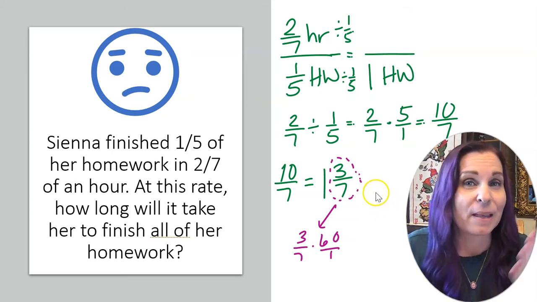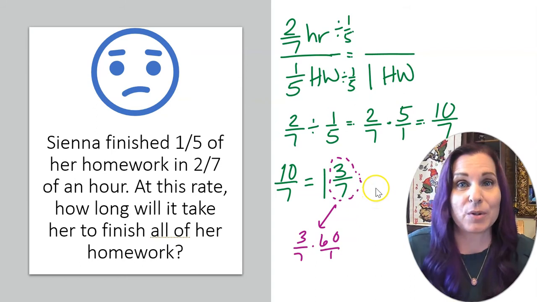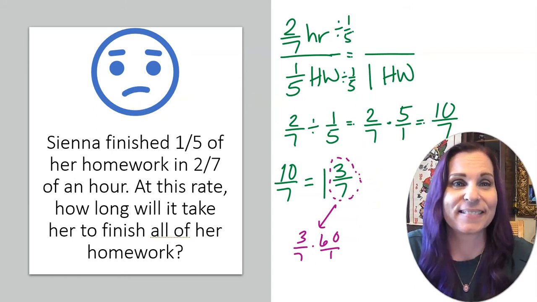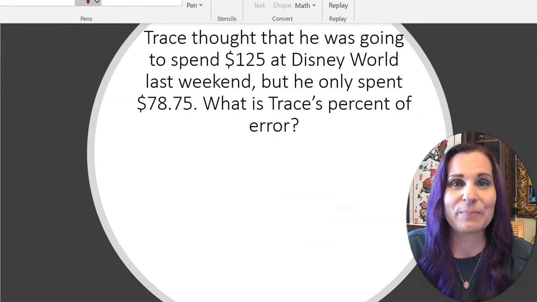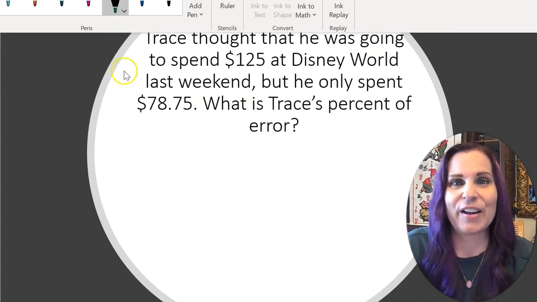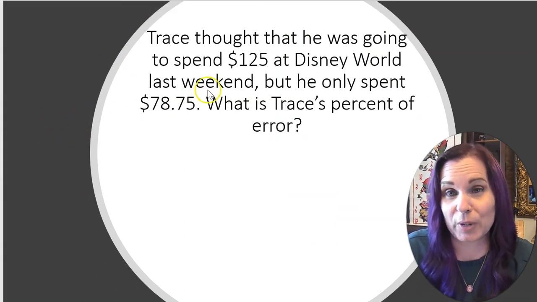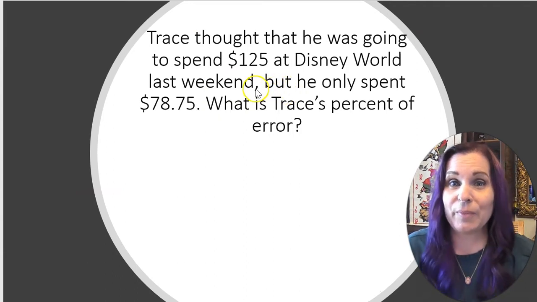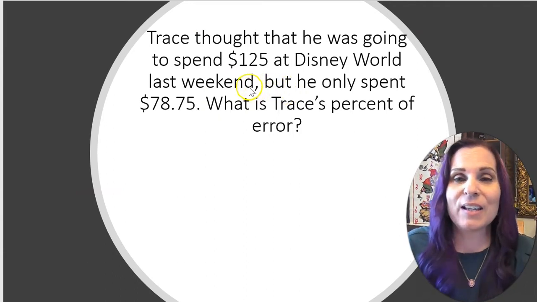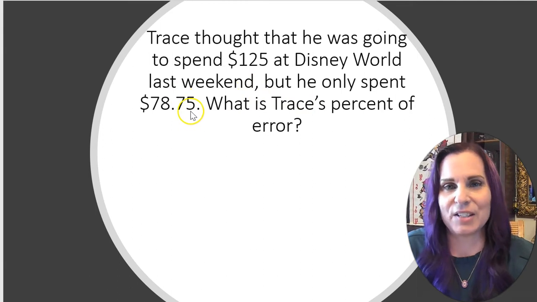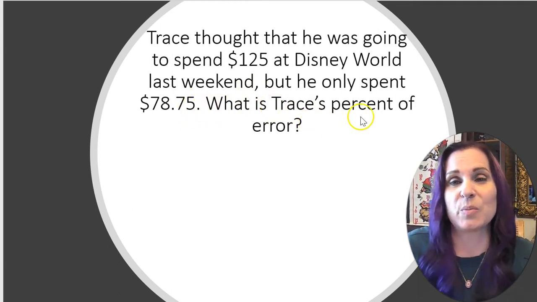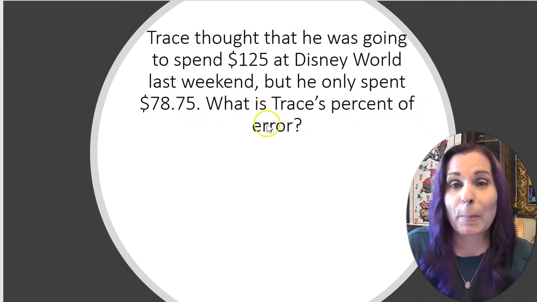Mixed number, decimal, or even hours and minutes. All right, Trace thought he was going to spend $125 at Disney World last weekend, but good news, he only spent $78.75. What is Trace's percent of error?